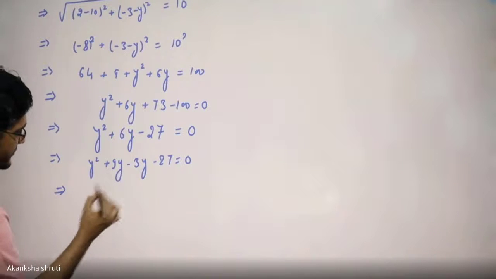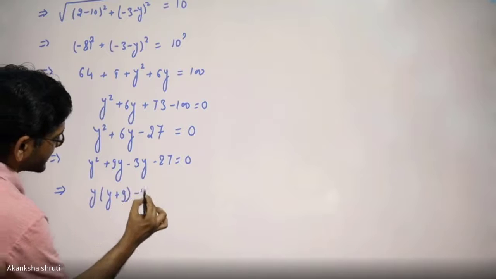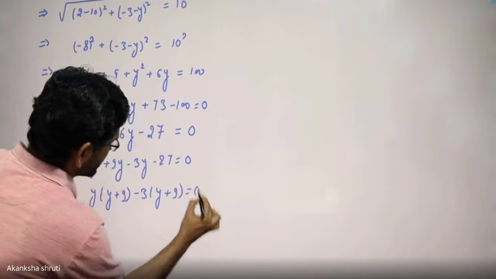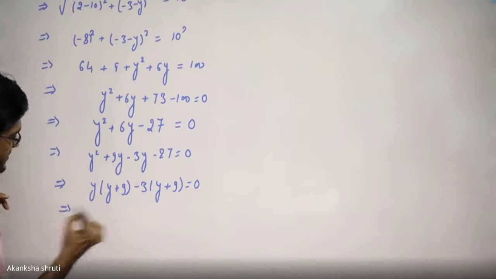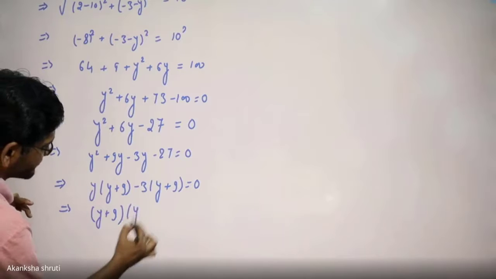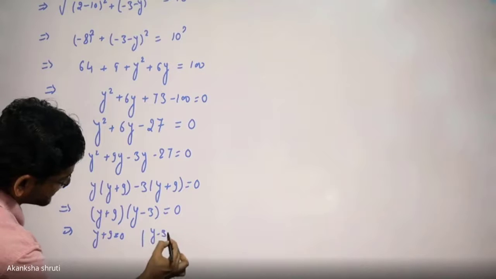Whatever is common from the first two, y plus 9; from the next two, minus 3 common, y plus 9 again is equal to 0. Students, this bracket y plus 9 itself is common. The other one is y minus 3 is equal to 0. From here, y plus 9 is equal to 0, and the other, y minus 3 is equal to 0.